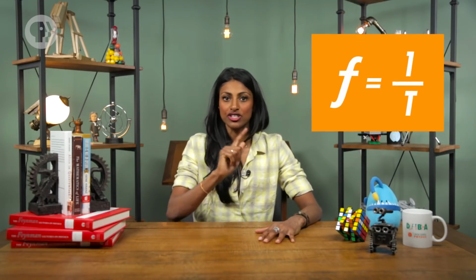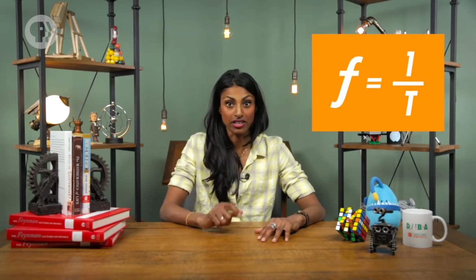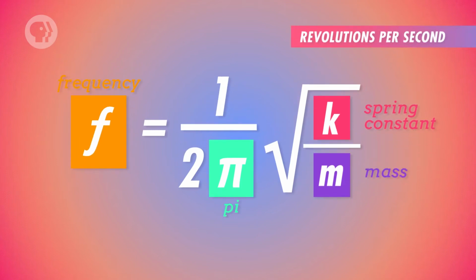It's the number of revolutions the marble makes around the ring every second, and it's equal to 1 divided by the period. In this case, the frequency will also be equal to 1 over 2 pi times the square root of k over m. And that'll apply to the ball on the spring too, because the rules are the same.